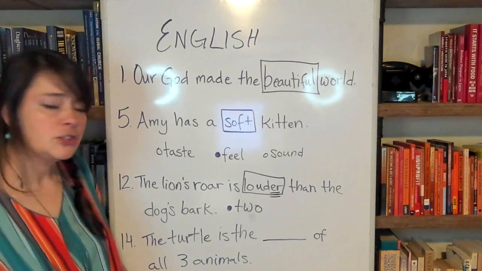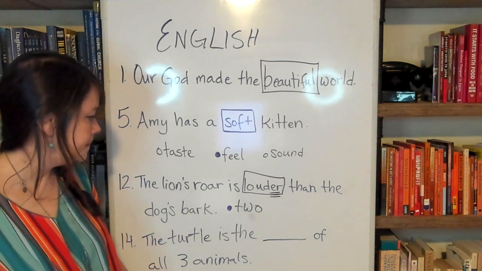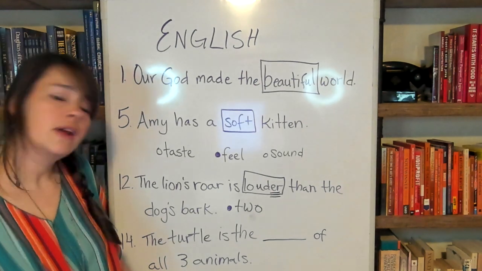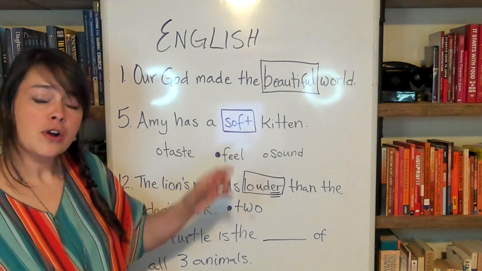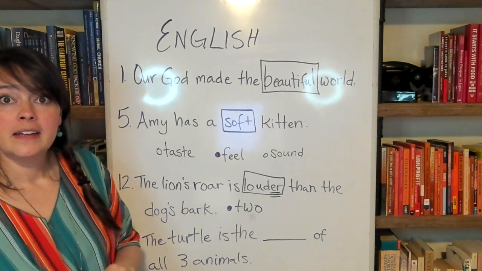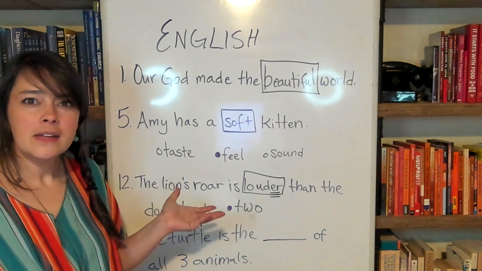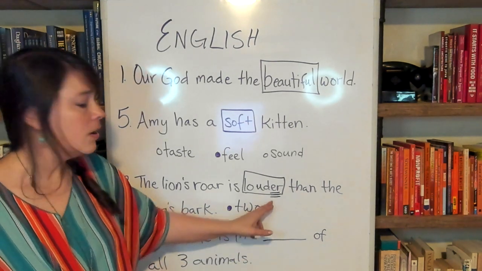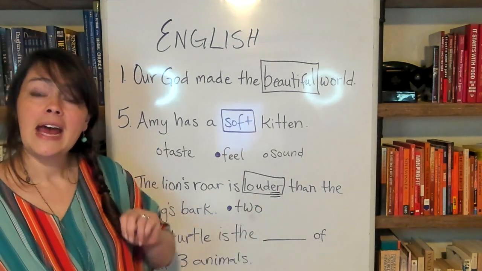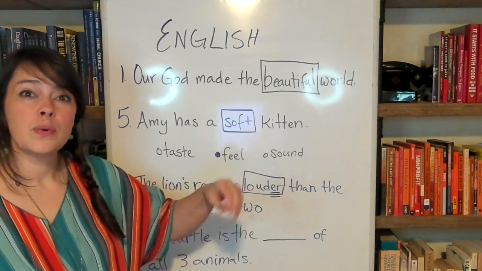Then they have a section where you're going to fill in the blank, and you have to figure out if you're going to use an adjective that compares that ends in an ER or an EST. And you ask yourself, well, how many things are being compared? How many nouns are being compared? ER is for comparing 2 nouns, and EST is for 3 or more.